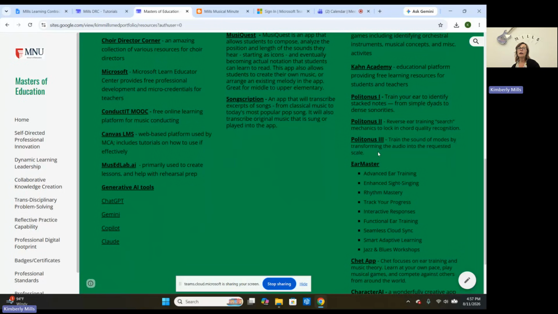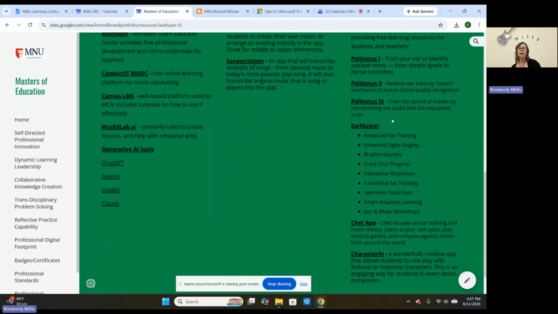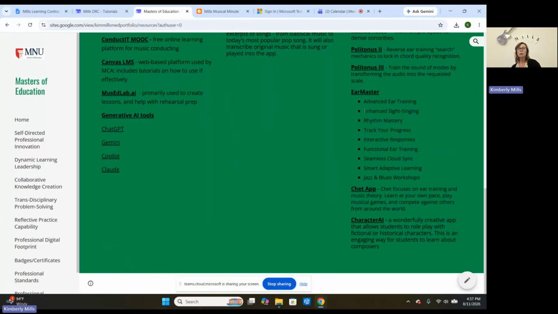Polytonus 1, 2, and 3 are very in-depth aural skills training tools that I want to send students who want more motivation. This would be for students that maybe are going to go into music as a career. These are not just for the average high school choir student, but the ones who are really seeking more training for themselves. And then here is Earmaster, which is the AI tool that I am piloting with a small group of high school students this year as they are preparing to sight-sing and just increasing their aural skills. And that is the one that we'll be using.